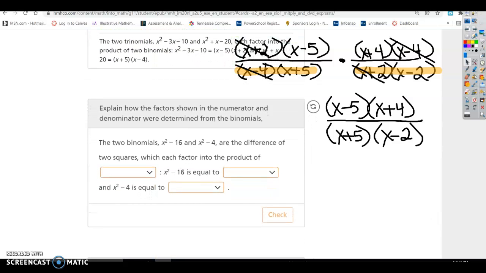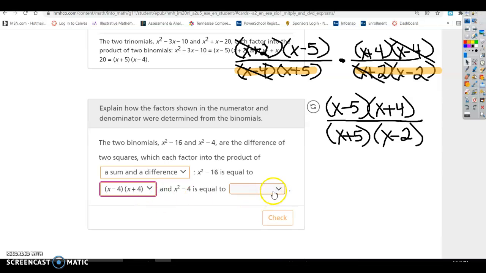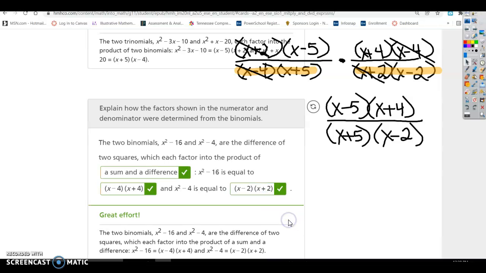I explained how the factors shown in the numerator and denominator were determined from the binomials. Okay, so they're talking about the difference of squares here. So the two binomials, x squared minus 16 and x squared minus 4, are the difference of two squares, which each factor into the product of a sum and a difference. So we had x plus 4, x minus 4, x plus 2, x minus 2, so that is a sum and a difference of the same binomial. So x squared minus 16 is equal to x plus and minus 4, and x squared minus 4 is equal to x plus and minus 2.